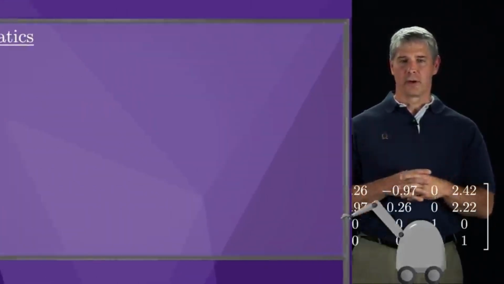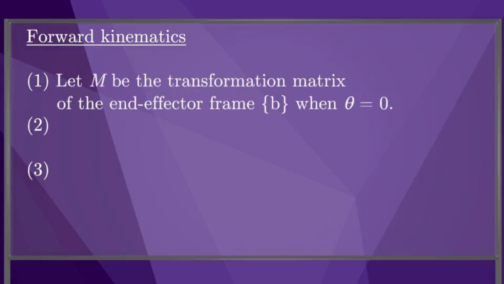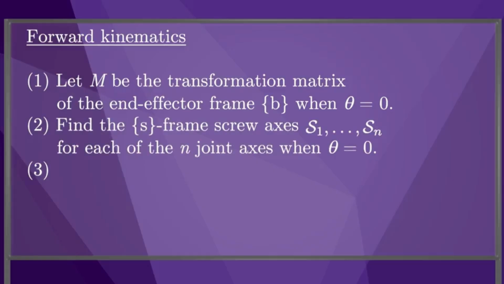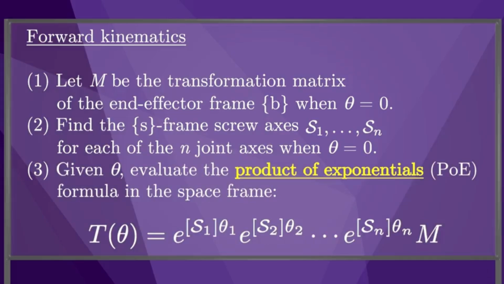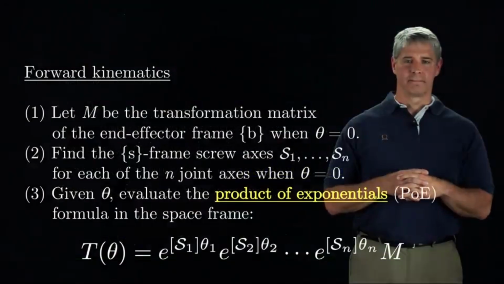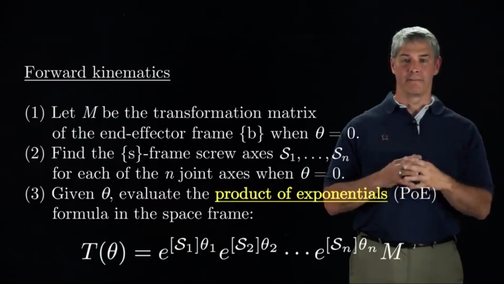For any serial robot, the procedure generalizes directly. First, define the M matrix representing the B frame when the joint variables are 0. Second, define the S frame screw axes S1 to Sn for each of the n joint axes when the joint variables are 0. Finally, for the given joint values, evaluate the product of exponentials formula in the space frame. In the next video, we'll see an alternative version of this formula in terms of screw axes expressed in the B frame.